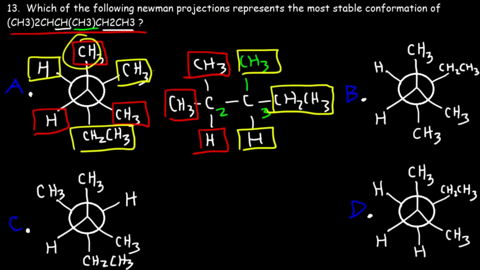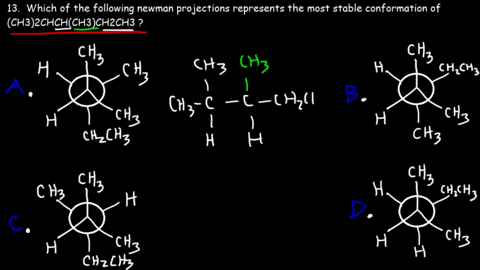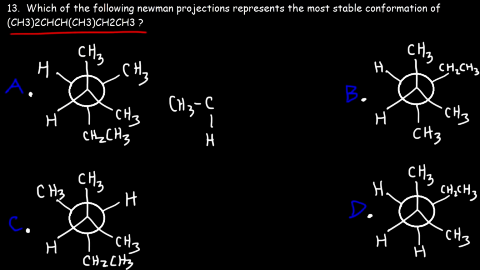A, B, and C all have 3 methyl groups. Answer choice D only has 2 methyl groups. So therefore, D doesn't have the right number of carbons. We can eliminate answer choice D. Now let's just get rid of a few things. So we need to identify the most stable conformation of the Newman projection that represents this molecule along the C2-C3 bond. So how can we do this?